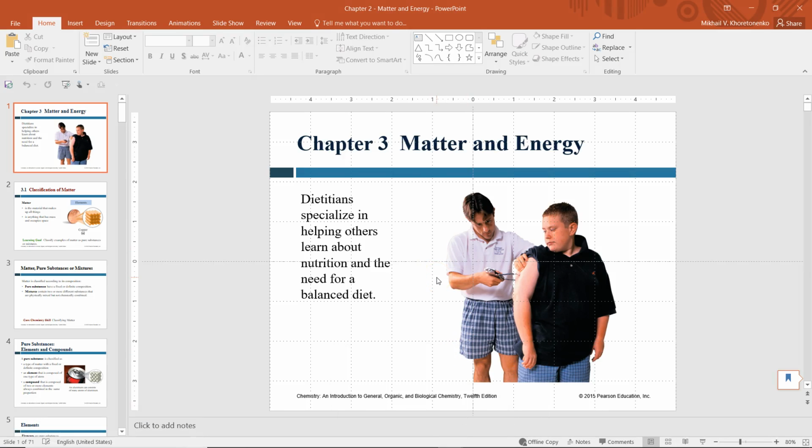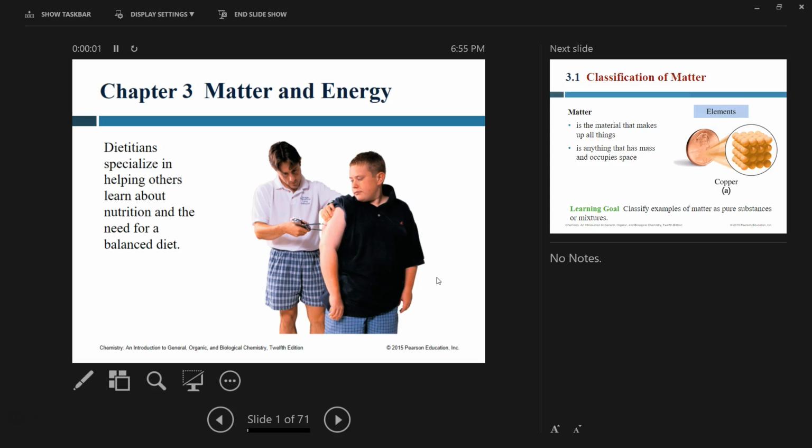We're going to start talking about matter, energy, classification of matter and energy, and so on and so forth. So we need to know what is matter, what is energy, and how one can be converted into another. Because, for instance, in clinical settings, different matters, bread, milk, it's all matter, can be converted to energy by your cells.